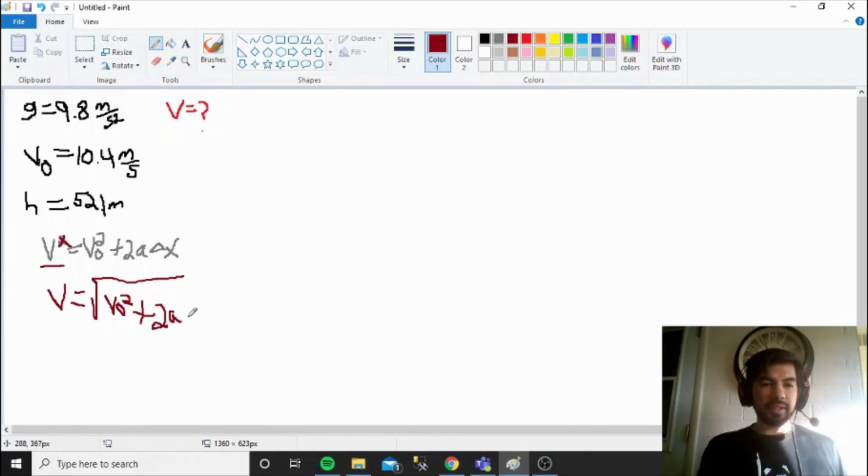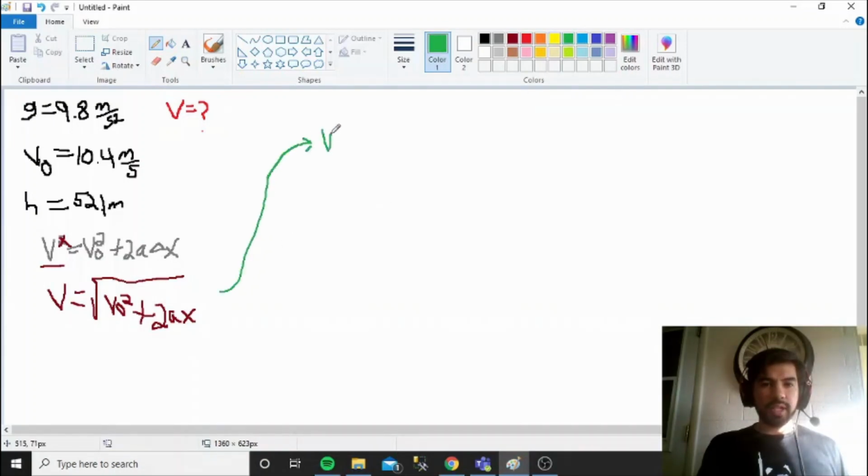And then I'll just write x instead of delta x. It's the same thing right now. I'm trying to write as little as possible. So this is what I'm trying to find. I'm trying to find v. Okay, so I'll bring this over here.